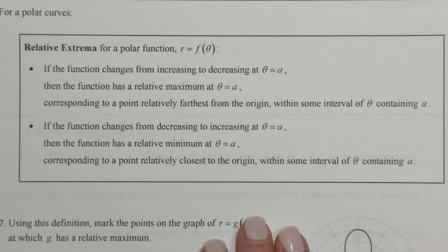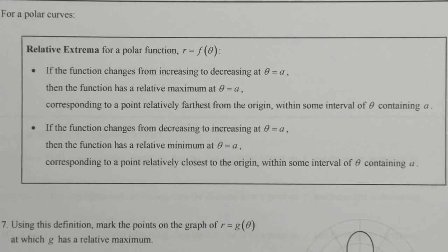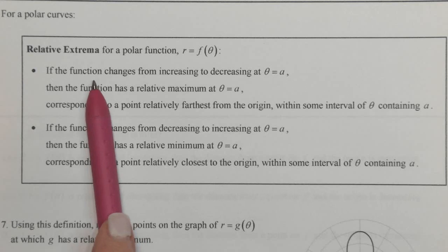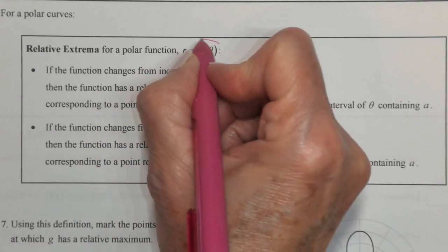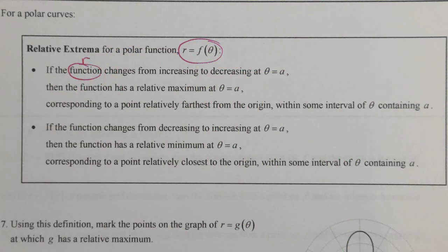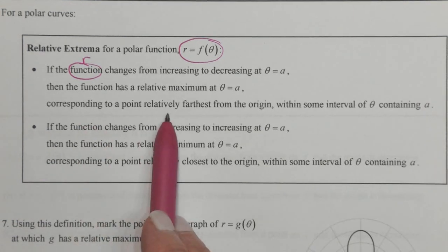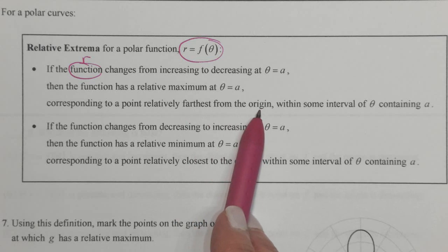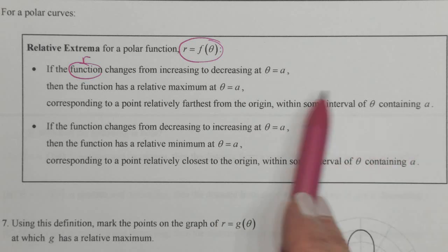For polar curves, how do you find a relative extrema? Well, if r changes, since the function is r, if r changes from increasing to decreasing, then you have a relative max. And that corresponds to a point relatively farthest from the origin, within some interval of theta containing that theta value.